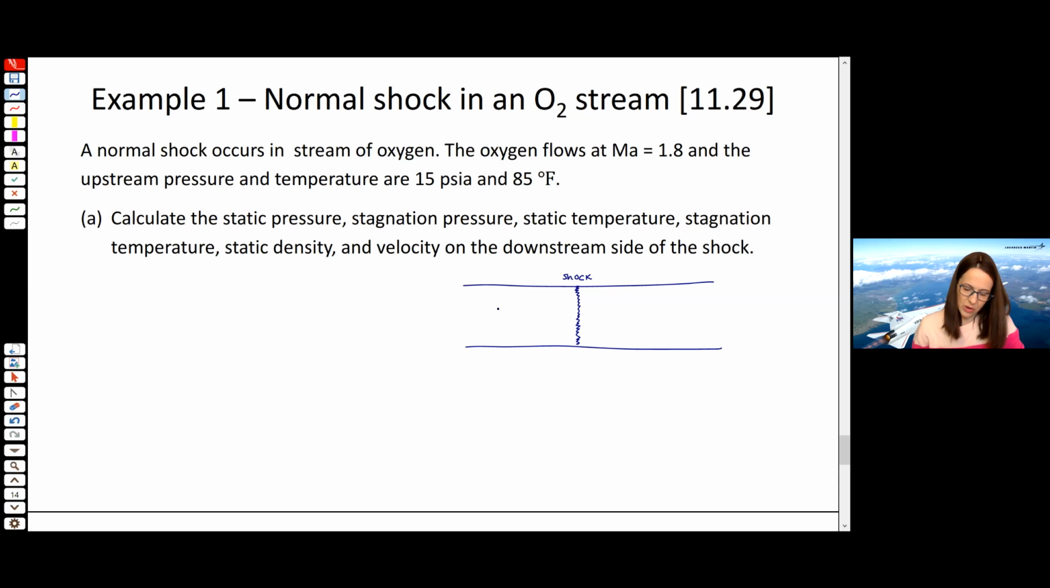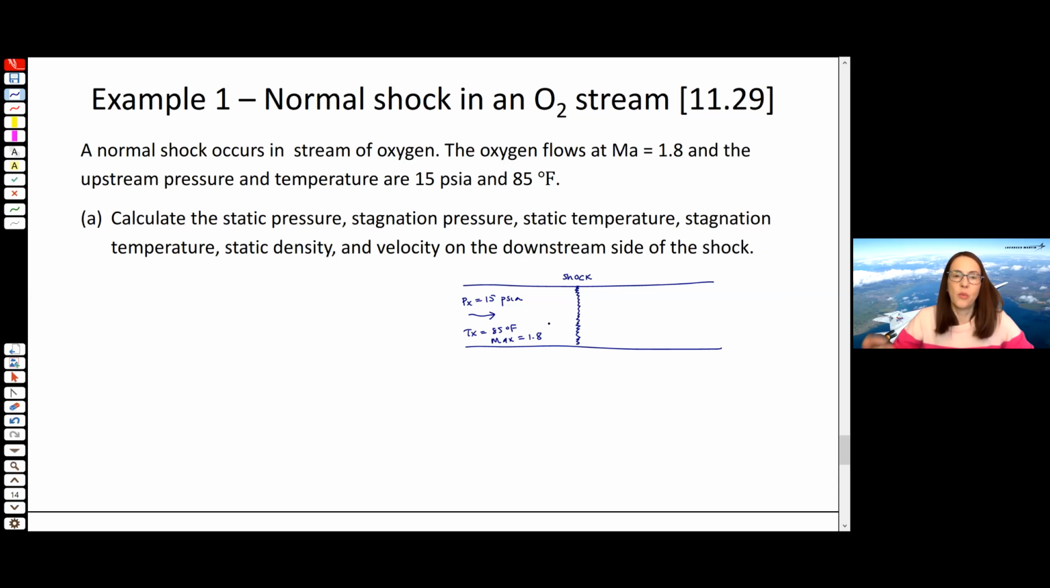And we know that the upstream pressure, Px, is 15 psia. We know that Tx, the static temperature, is 85 degrees F. And we know that the Mach number upstream is 1.8. Now, how did I know that that was the upstream Mach number, not the downstream? Because if we have a shock, before the shock you have supersonic, Mach number greater than 1, and after the shock you have to have a subsonic Mach number. So I know it's the upstream Mach number value, although it wasn't stated explicitly.